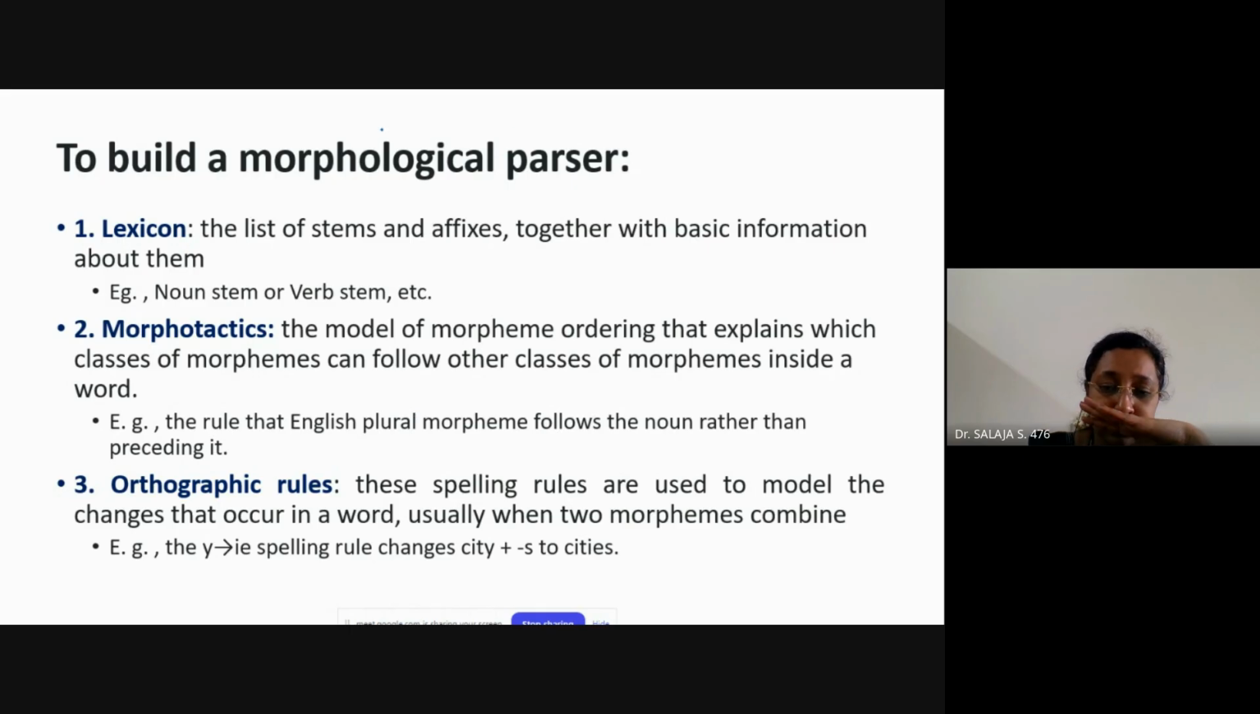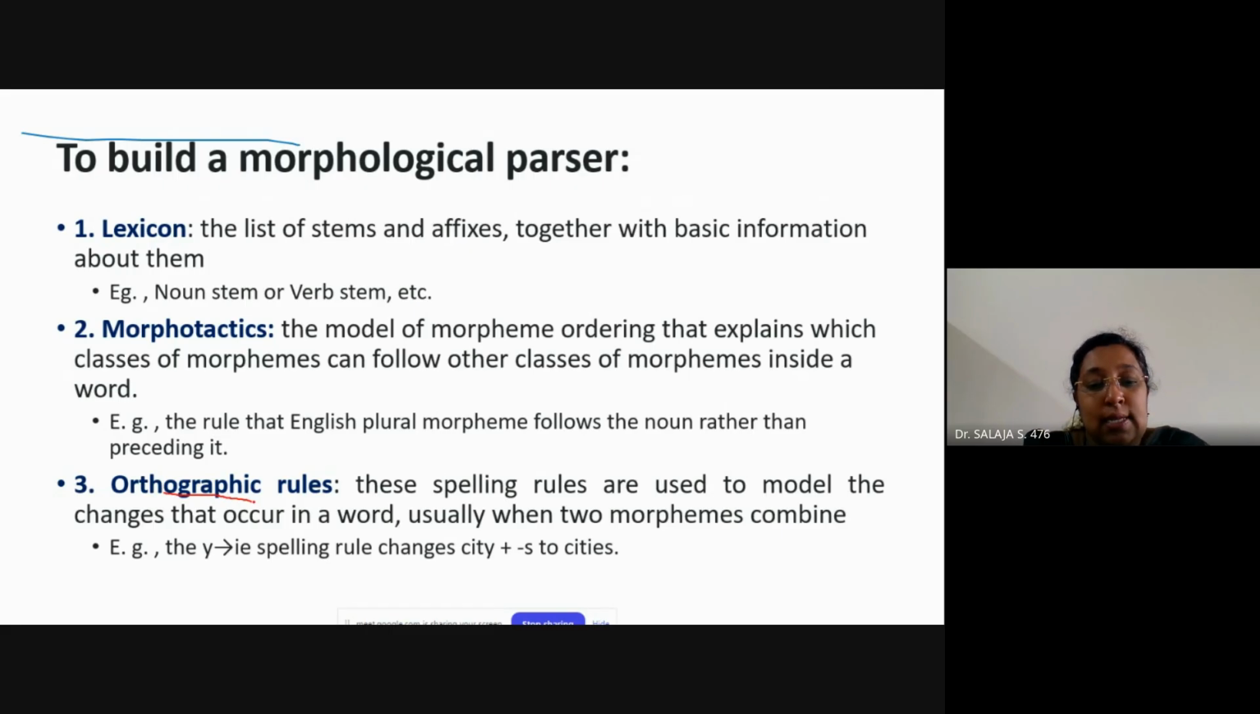So the first one is the list of stems and the prefixes and suffixes that we have to add in, and the second one is the way in which these have to be combined. Now how I combine all this is based on certain rules, which here we call the orthographical rules.